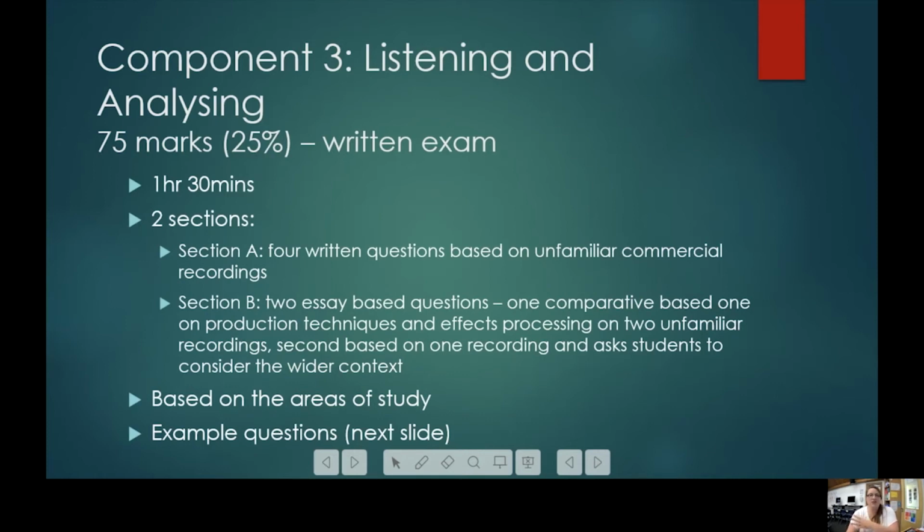The second is 2 essay-based questions, one where you compare the production techniques on 2 different tracks. And the second is based on 1 recording, and it asks students to consider the wider context of that recording in the musical history of the use of technology to record and compose tracks. And they are based around those areas of study that I explained at the start.